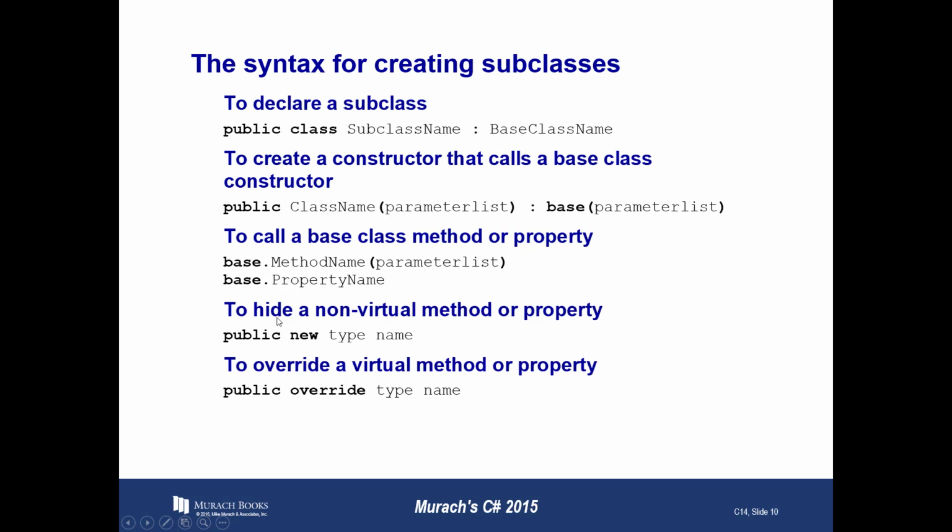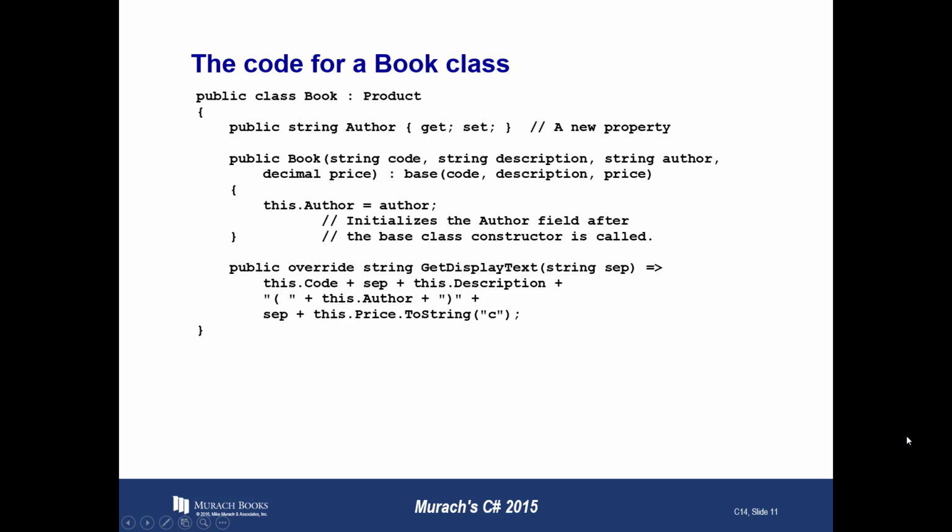So notice I can hide a non-virtual method or property, or I can override. Hide, basically, will treat it like it's not there. Override will say, I know you mean this, but I want you now to mean this.